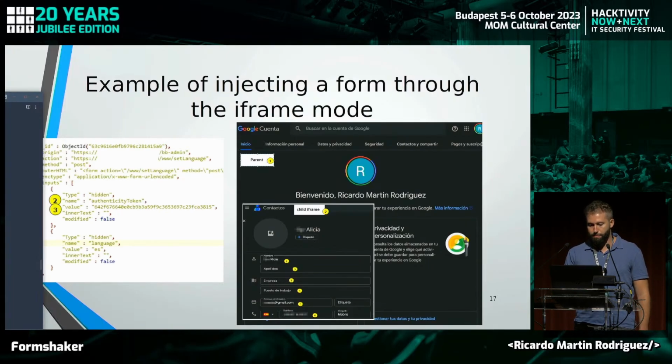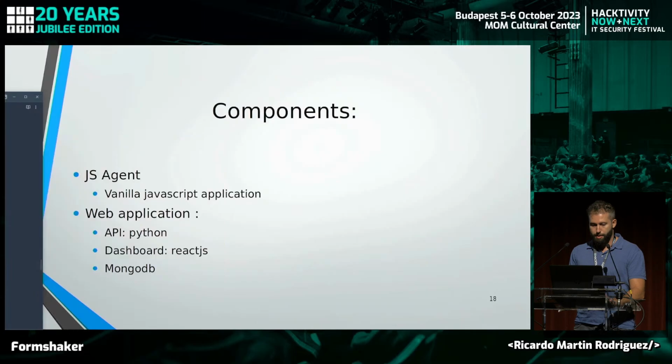So now let's talk briefly about the two main components. On one hand, we have the JS agent, which is a vanilla JavaScript application. And on the other hand, we have the web application, which is made up of three elements: an API written in Python, a dashboard in React.js, and a MongoDB, which will store the collected form objects, among other things.